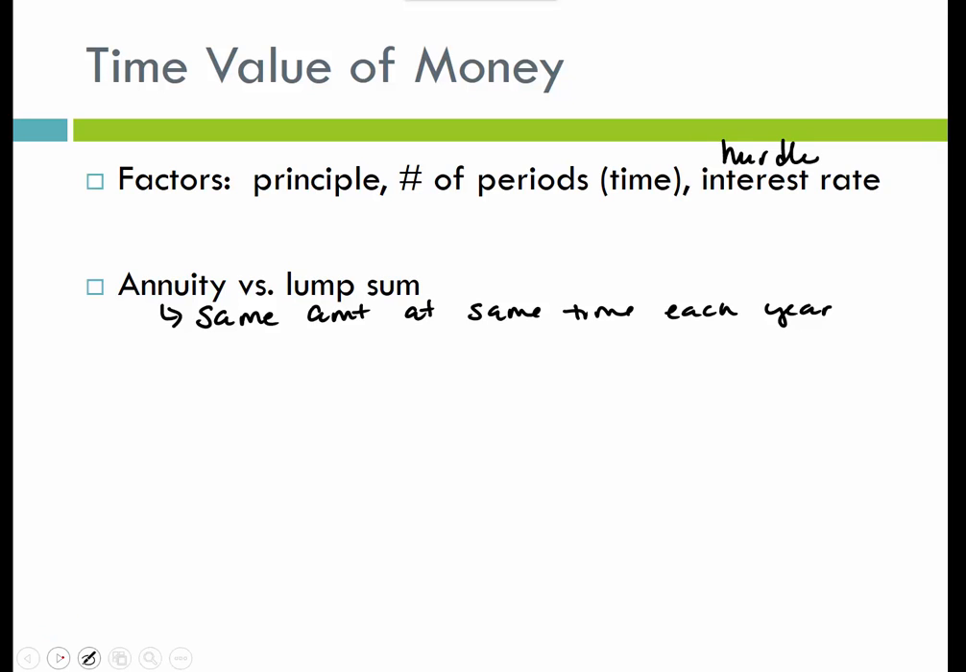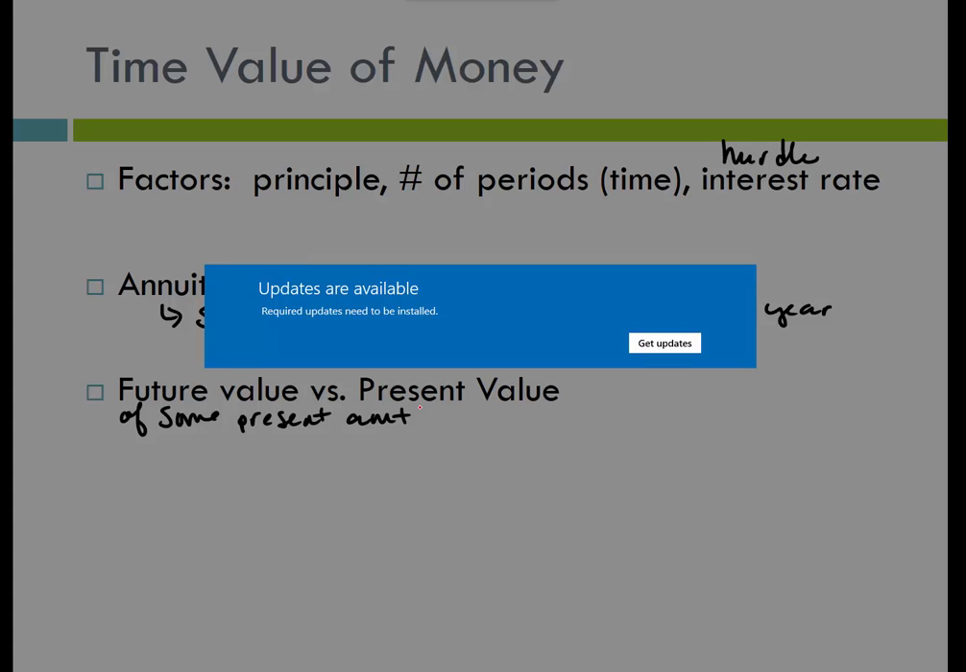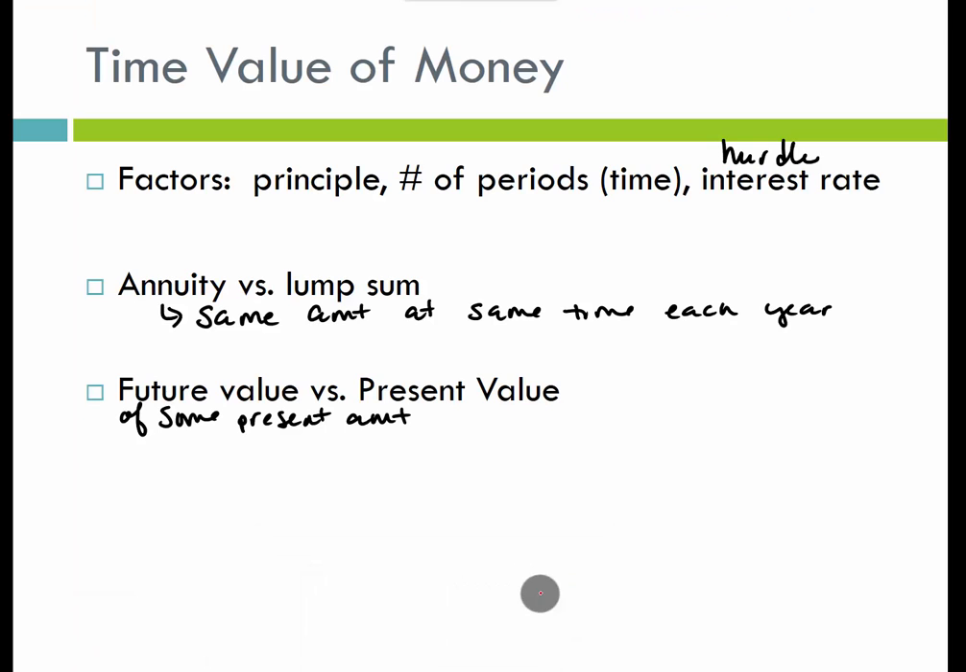We can use the tables two ways. We can look at the future value of some present amount. So I can say, if I invest $1,000 now, how much is that going to be worth in the future? Or I can look at the present value of some future amount. So I can say, if I get $1,000 10 years from now, what's that worth in today's dollars?